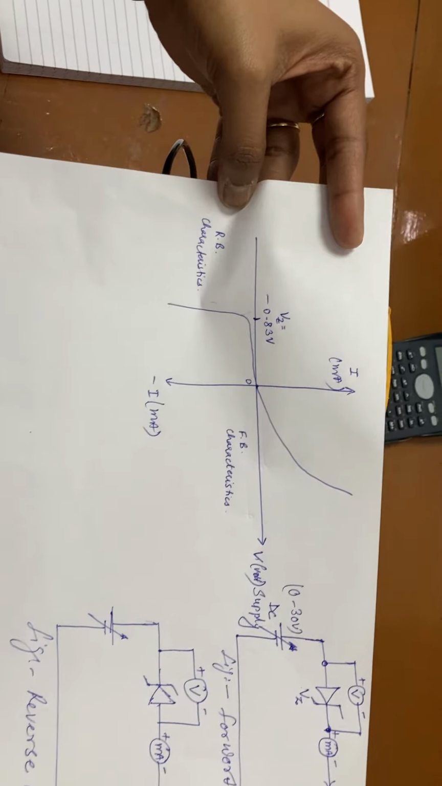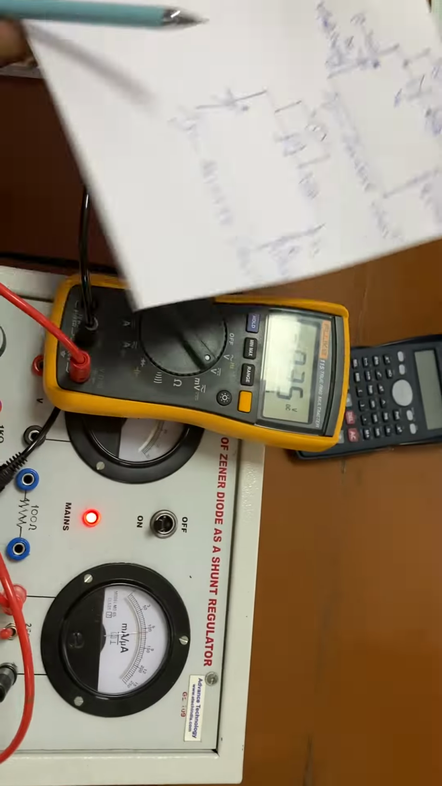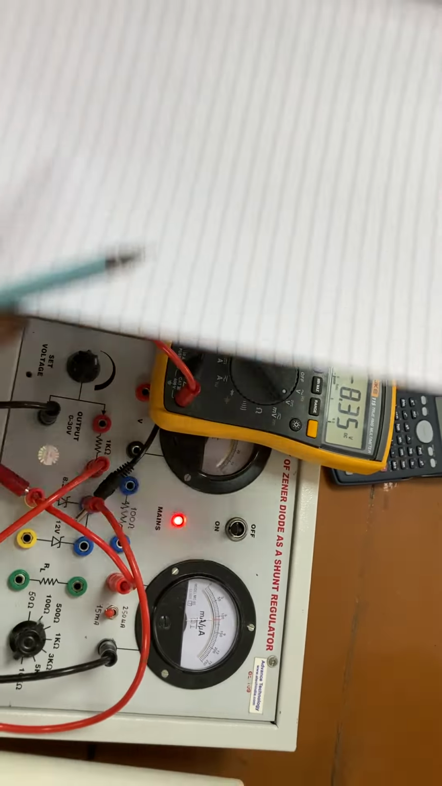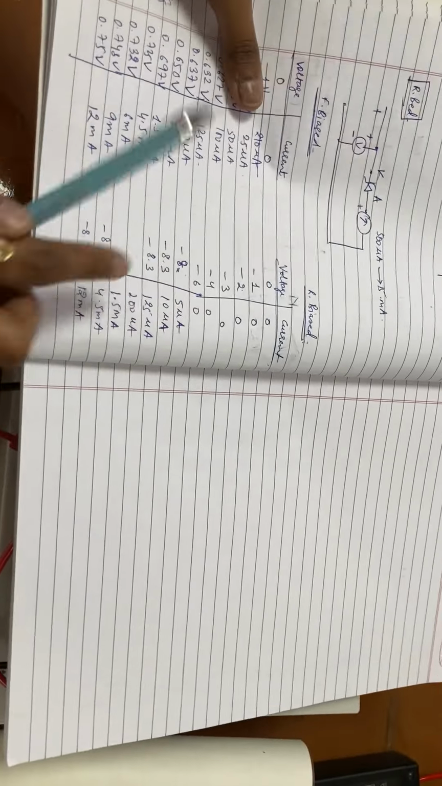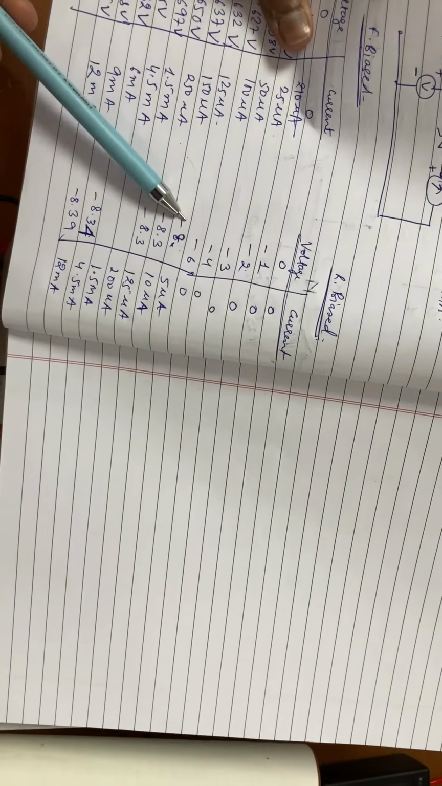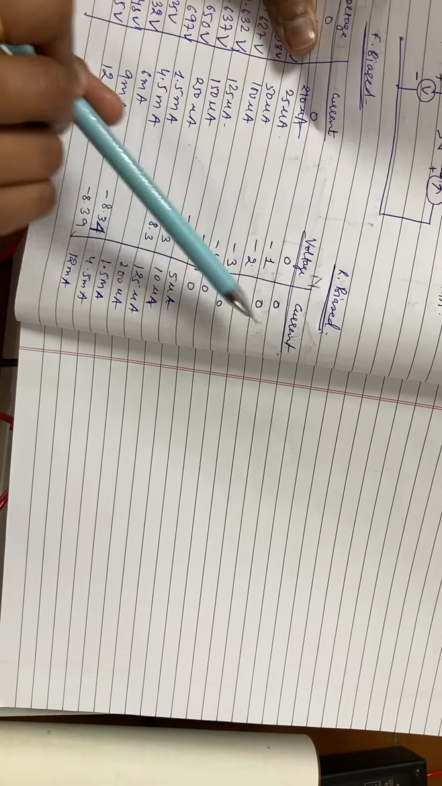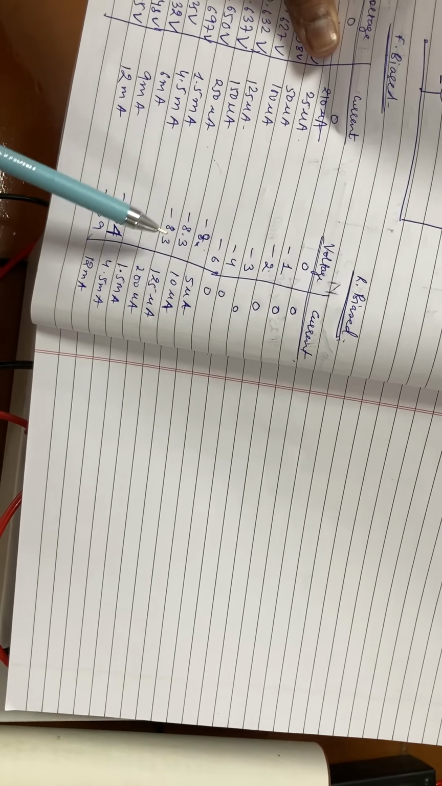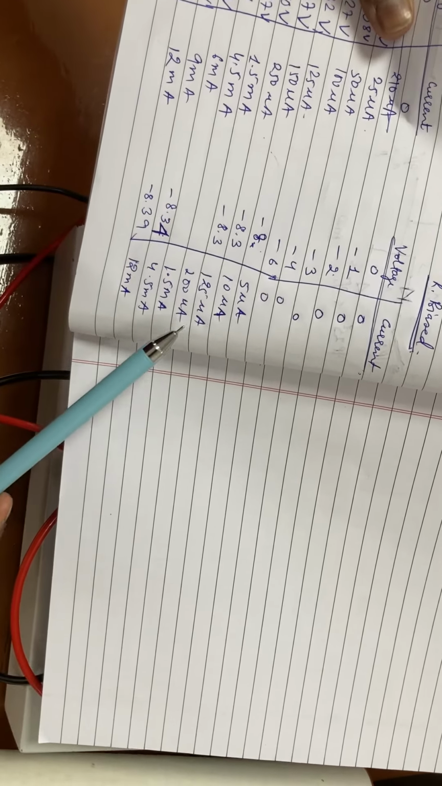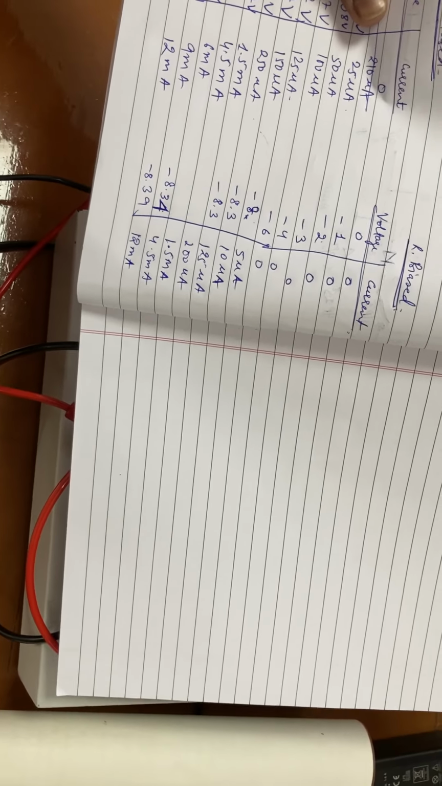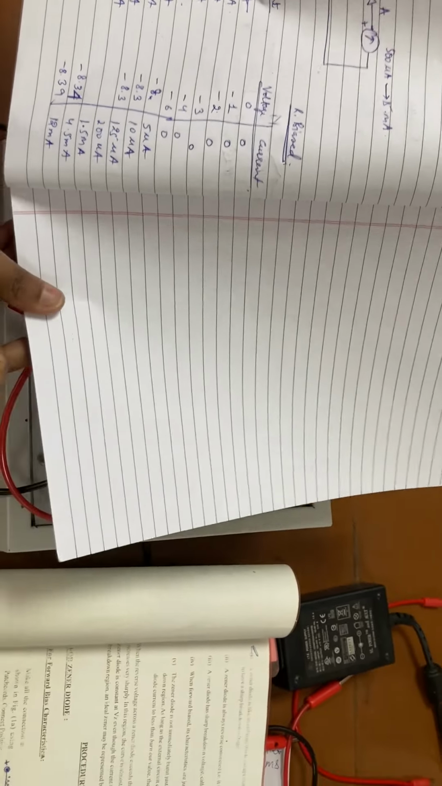This goes down, and I have the readings with me for the reverse bias. You can see I was not getting any output on increasing the voltage. Then suddenly it started shooting up the values. So these are the characteristics of a Zener diode.